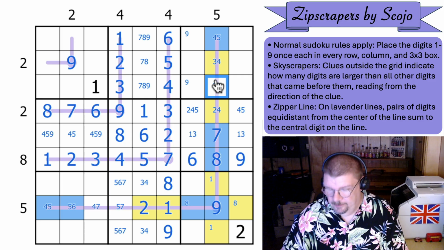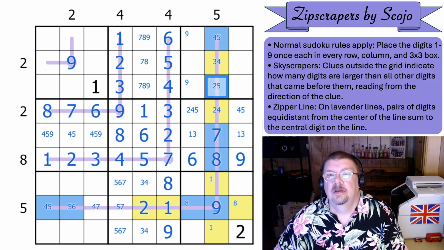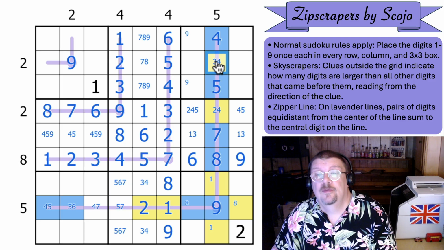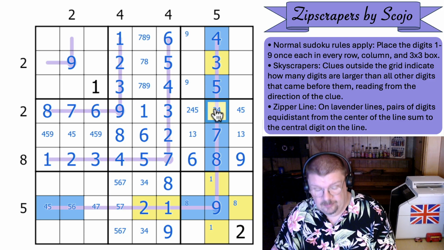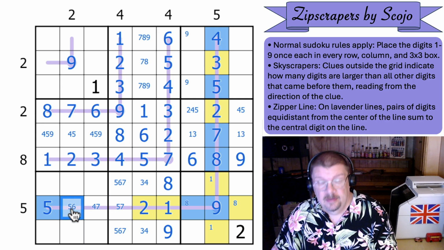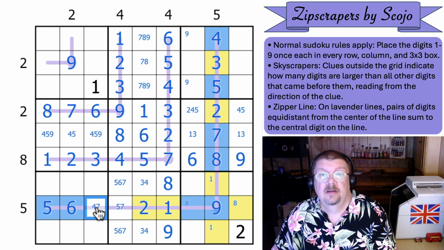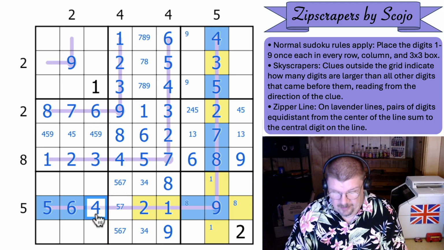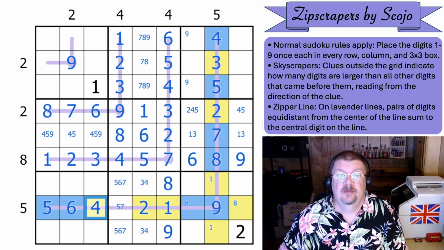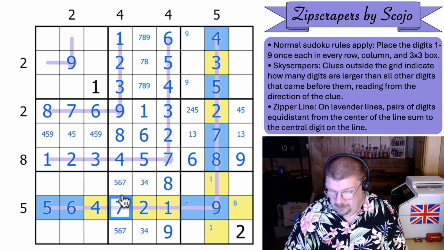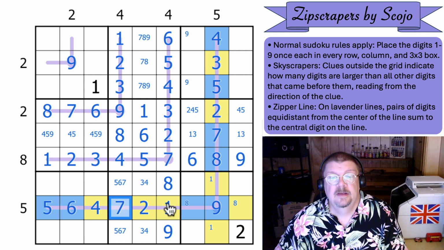So this must be seen. And therefore that can't be a 2, that's a 5. That makes that 4, 3, and 2. That 4 makes this 5. That is 6, that sums to 9. That is 4, which sums to 9 with the 5, and that one is not a seen digit. That is a 7, which goes with our 2 over there, and that is seen.